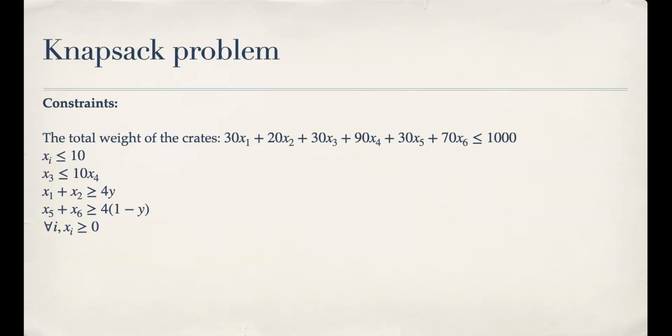Okay? If you don't send type 4, that means x4 is 0. And in that case, you cannot send x3, right? Our constraint forces us to do that. Okay? So we write x3 is less than or equal to 10 x4. If x4 is greater than 0, x3 can be positive.